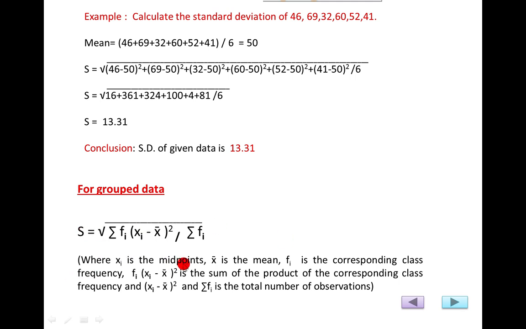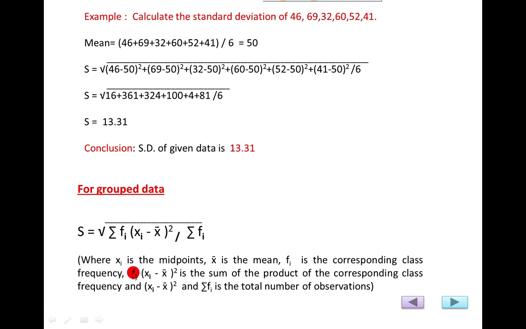In this, xi is the midpoint, x bar is the mean, fi is the corresponding class frequency, same as the mean. Fi into xi minus x bar whole square is the sum of the product of the corresponding class frequencies. Okay, the total term is from this point to this point: sum of the product of the corresponding class frequencies and xi minus x bar whole square, and summation fi. And summation fi is the total number of observations.